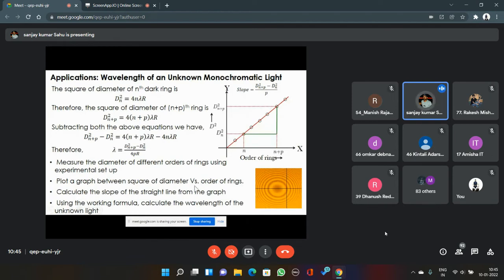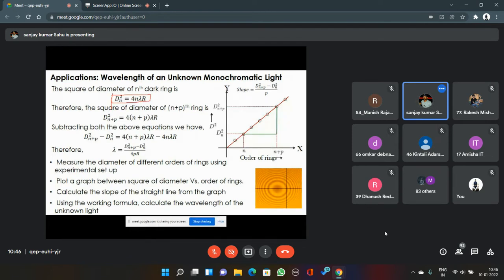Anyway, those who joined now, we were discussing how to find out the wavelength of a monochromatic light using this Newton's rings experiment. We'll generate a Newton's ring pattern using a monochromatic light source, maybe sodium. After generating that, we'll measure the diameter of any particular nth order dark ring. That diameter will satisfy dn square equal to 4n lambda r.